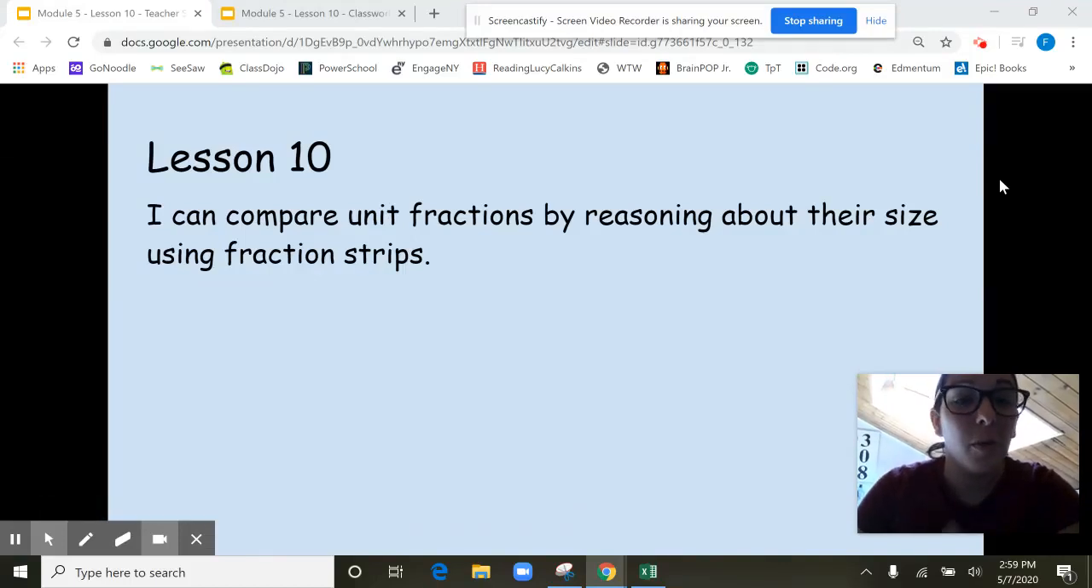Hi boys and girls, and welcome to lesson 10 for your math lesson. We are going to be comparing unit fractions by reasoning about their size using fraction strips.